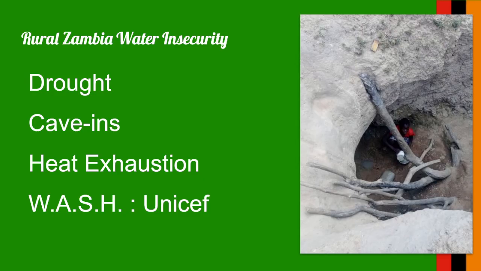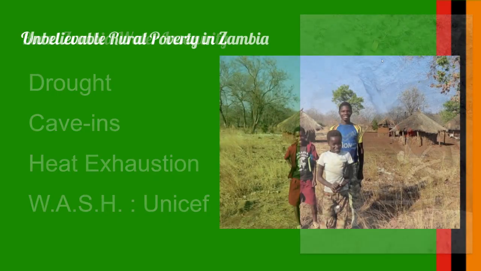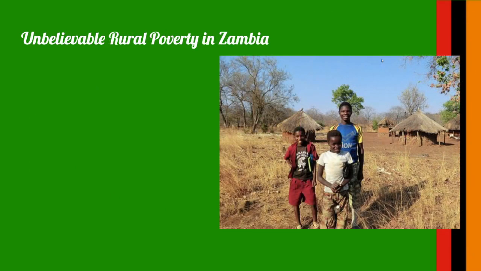UNICEF has labeled the water issue with the acronym WASH. That stands for Water, Sanitation, and Hygiene. They track all types of social disorders associated with these three basic components, but if you can put a well in these areas, you can solve this water problem and also create sanitary and hygiene situations that don't otherwise exist. But how do you get a well in a very impoverished area?